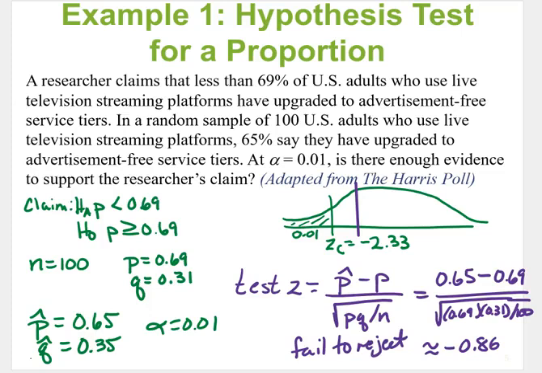So when you put it in words, I'm going to fail to reject the null. So I don't have enough evidence to say that's wrong. So my claim is unfortunately not good. So there is not enough evidence to support the claim that less than 69% of adults use live television streaming platforms that have upgraded to advertisement-free service tiers.